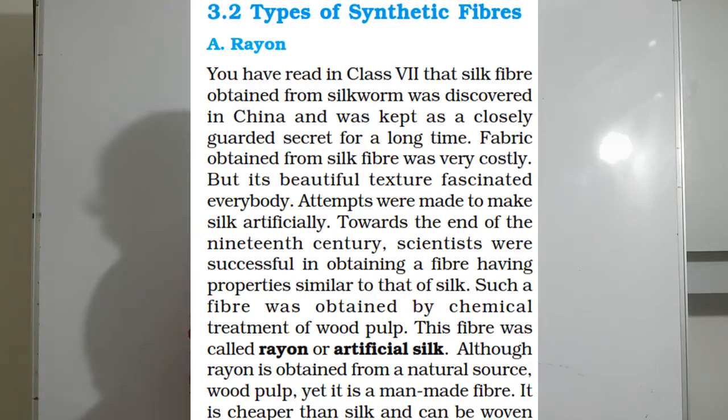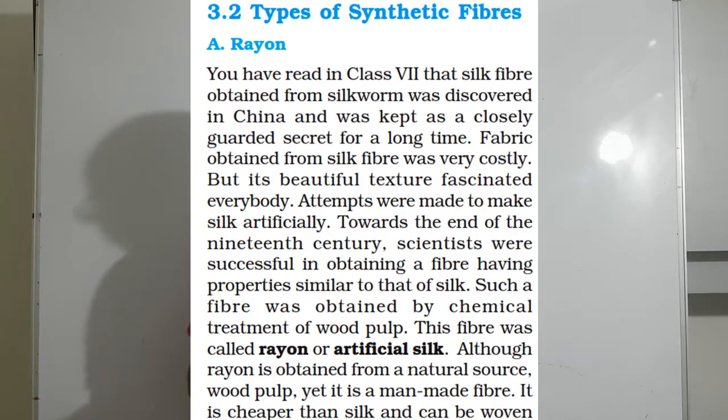Now, topic 3.2, types of synthetic fiber. In that, first is A, rayon. You have read in class 7 that silk fiber obtained from silkworm was discovered in China and was kept as a closely guarded secret for a long time. Fabric obtained from silk fiber was very costly, but its beautiful texture fascinated everybody. Attempts were made to make silk artificially.